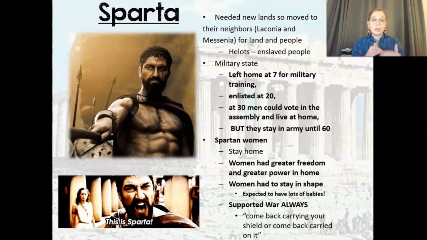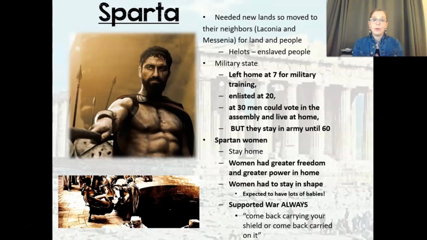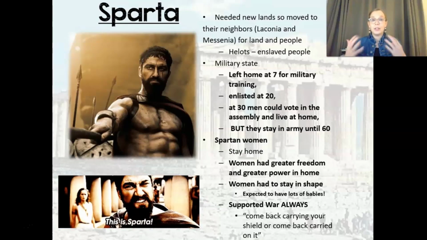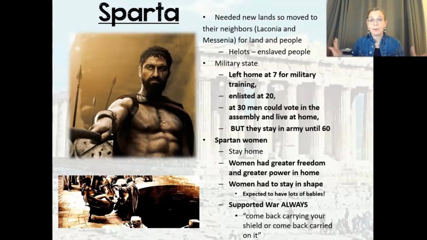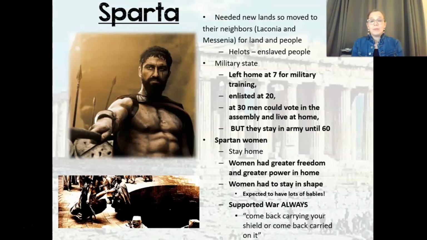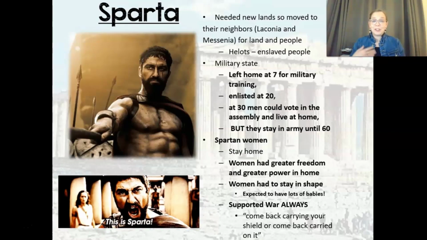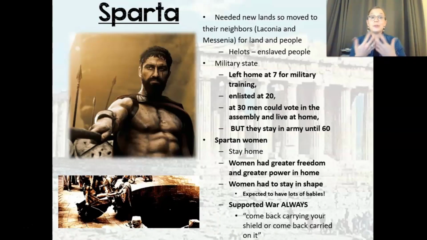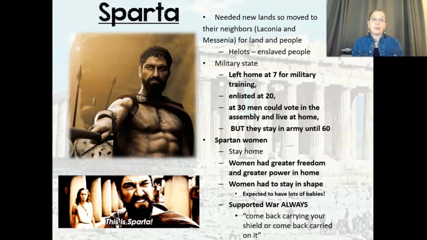Around the age of 30, you're allowed to become more active in politics back at home, so you can vote. You're in the army until you're 60 years old. So that's a long time. And it wasn't just the men that were expected to fight. Women were also expected to be strong and to be able to produce lots of babies. So all Spartans had to be very strong physically. That was a trait that they admired.